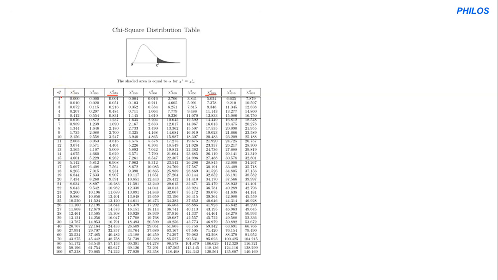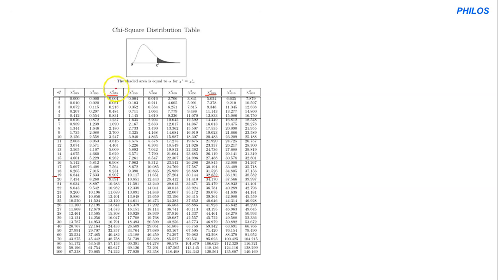Also, we got the degree of freedom to be 19. So this is 19 here. So when you trace this, we'll get 8.907 as our chi-square left. And then when you check it for this also, we get 32.852 as our chi-square right.